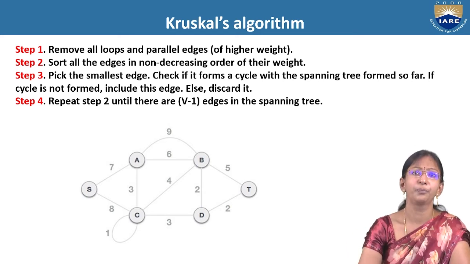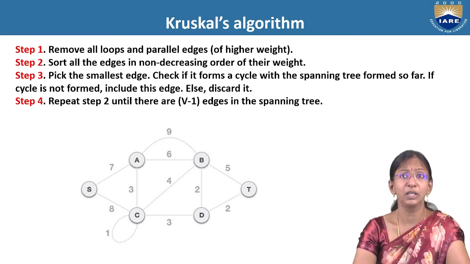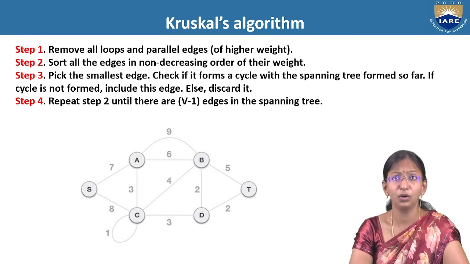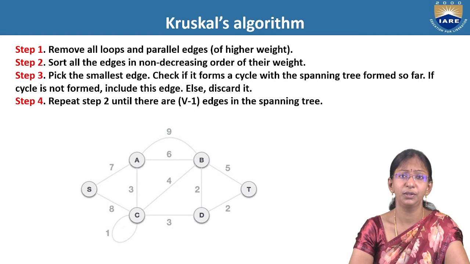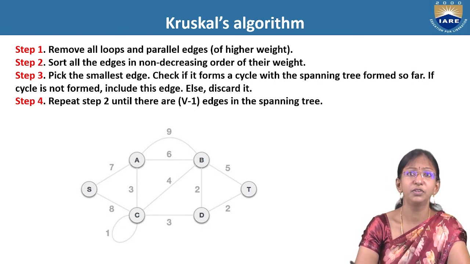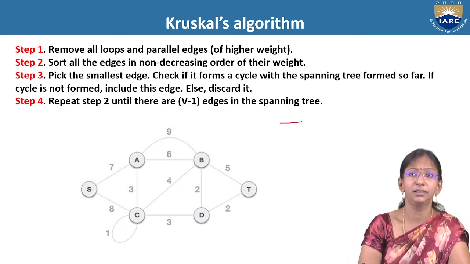Right. Now, once you remove loops and parallel edges of higher weight, sort all edges in a non-descending order of their weights. That is ascending order. Means you need to construct a table. You need to construct a table.